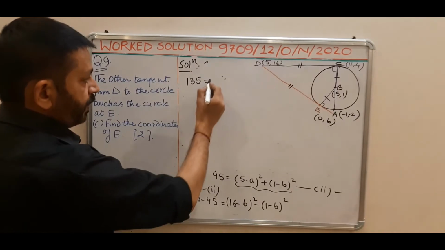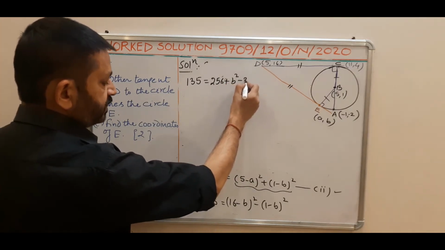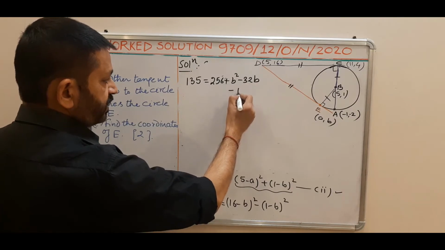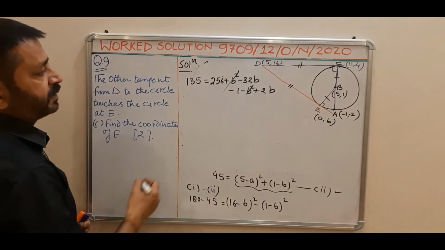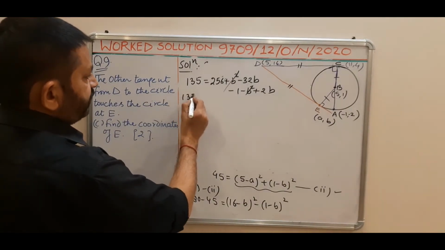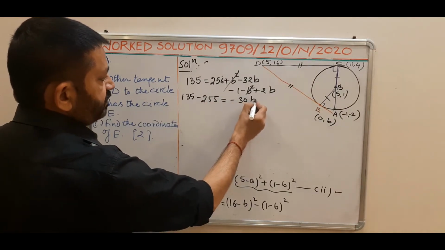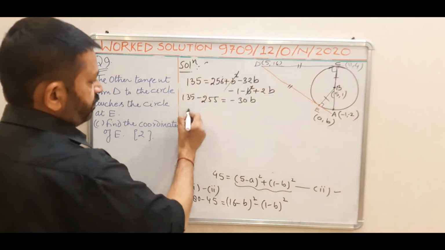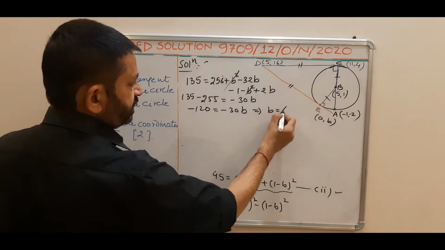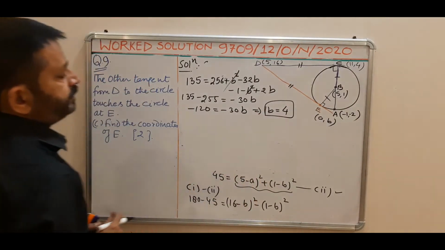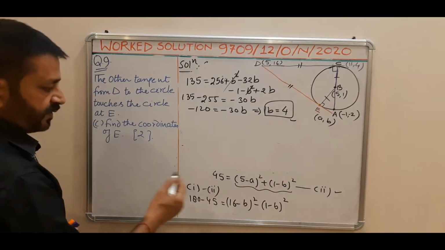is equal to 256 plus B square minus 32B minus 1 minus B square plus 2B. B square will be cancelled out. So it will become 135 minus 255 is equal to minus 30B. So it will become minus 120. So from here B is equal to 4. Right? So now put this value of B in the second relation or first relation.